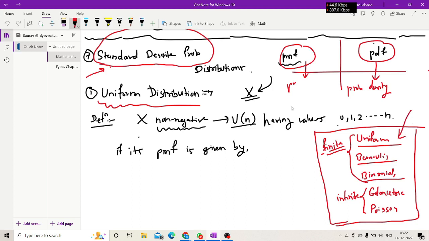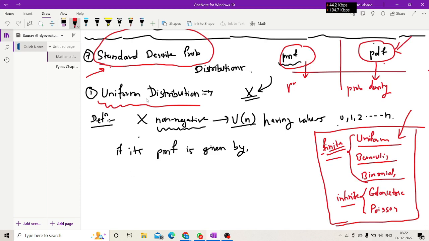In the second semester, there will be a separate paper for the continuous probability distributions. Just understand that these are my finite and infinite, discrete distributions. Since this is discrete, I am using PMF, not PDF. In the second semester, there will be a PDF for all these distributions. But now this is my discrete distribution, so I will just use the PMF. So let's start with the definition.